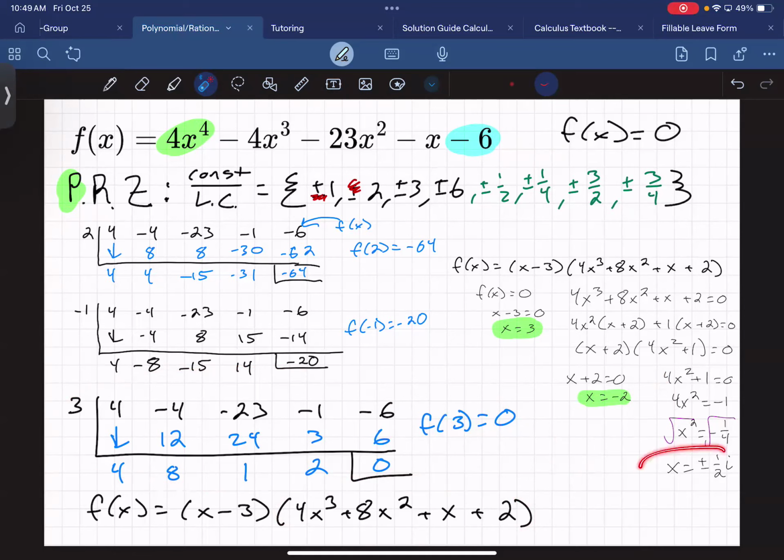Now, make sure you also note here that these are zeros, right? That's the other 2 zeros. I didn't highlight them, those are not real numbers, right? Since they're complex numbers, they're not intercepts.